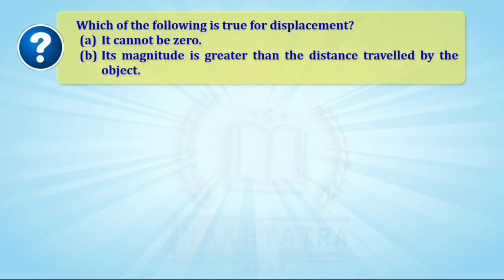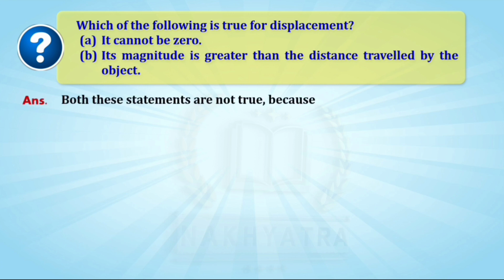Alright. Now see the next question. Which of the following is true for displacement? A, it cannot be 0. B, its magnitude is greater than the distance traveled by the object. Now guess the answer. So both these statements are not true.